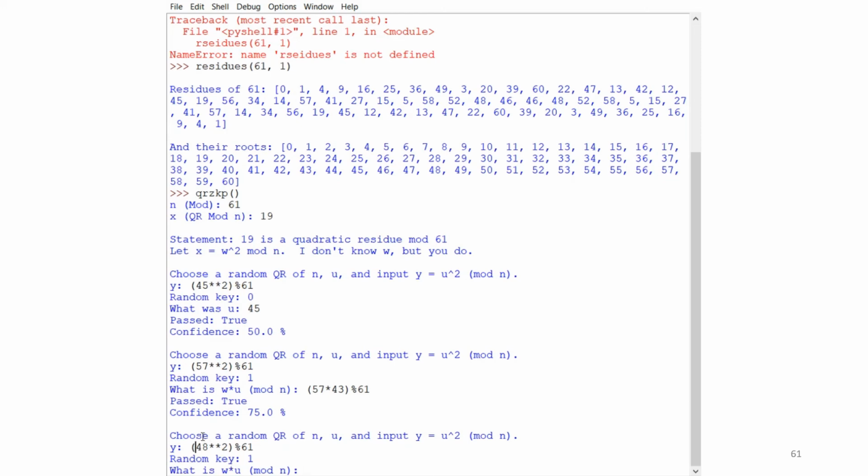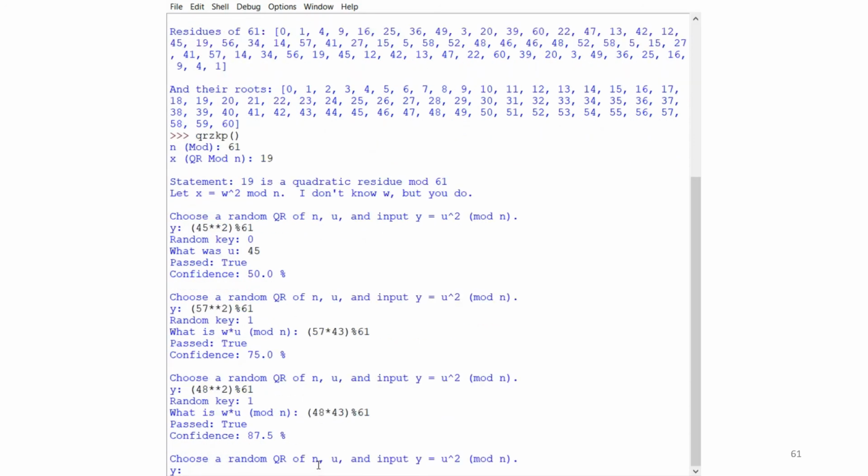So we have to do our generator quadratic residue times the generator of the original statement once again. And that number that generated 19 again was 43, and the one that generated y, which we just gave it, was 48. So we take 48 times 43, mod it 61, and we passed again. And you can continue this indefinitely until Bob is satisfied.